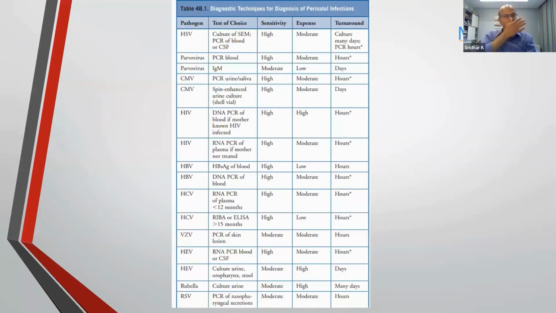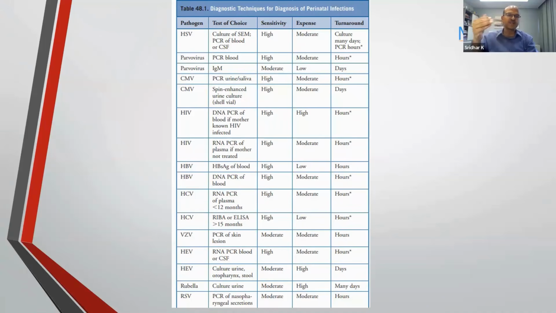Looking at this, you'll have a copy of the slides, and this is from Cloherty as well. So you have different examples of where you can do the DNA or RNA PCR and culture for the bugs. I'm not going into detail, but just to give you a summary, this table doesn't give much of IgG, IgM, and the PCR is more expensive and has a quicker turnaround time. So if you do it, probably you'll get the result quicker.